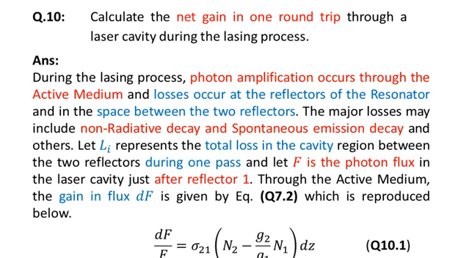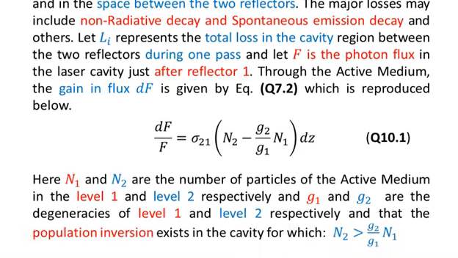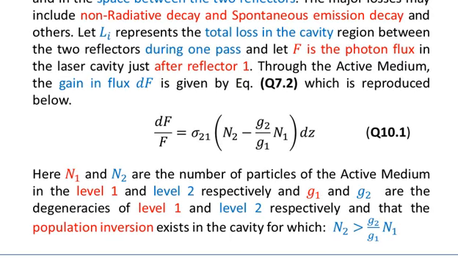Let Li represent the total loss in the cavity region between the two reflectors during one pass, and let capital F be the photon flux in the laser cavity just after reflector 1. Through the active medium, the gain in the flux, which is dF, is given by equation 7.2, which is reproduced in equation number 10.1 below.